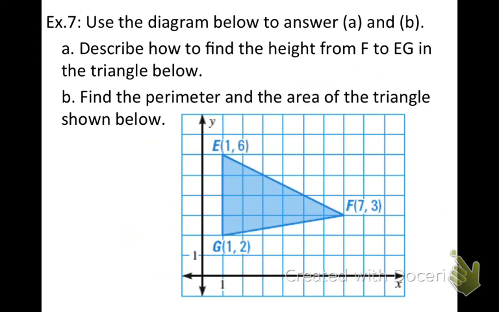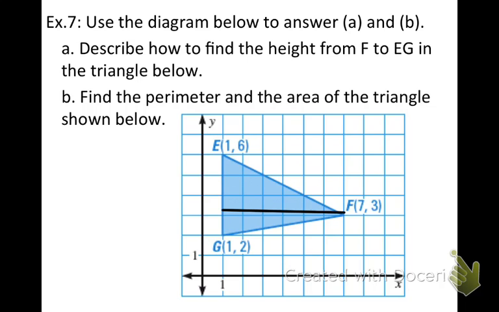Okay, use the diagram below to answer A and B. Part A is describe how to find the height from F to EG in the triangle below. The height from F to EG is the line segment from F to EG that is perpendicular to EG.